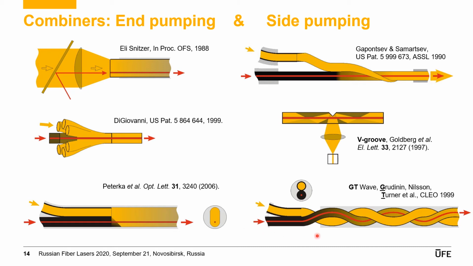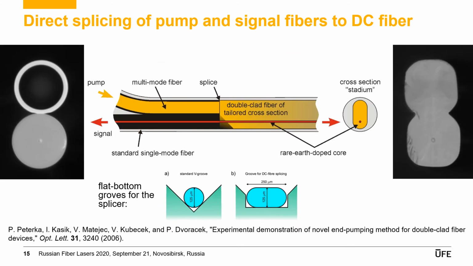Another successful side pumping scheme is the so-called GT-Wave structure with multiple individual fibers bundled together. Pump and signal fibers can be spliced directly to the double-clad fiber. Here you can see a pump fiber with a core of 105 micrometers. This black circle is the pump core, and this is the standard single-mode fiber. It can be spliced with low loss to a double-clad fiber with a cross-section that resembles the shape of a stadium. A standard fusion splicer can be used. We need only special holders with a flat bottom.